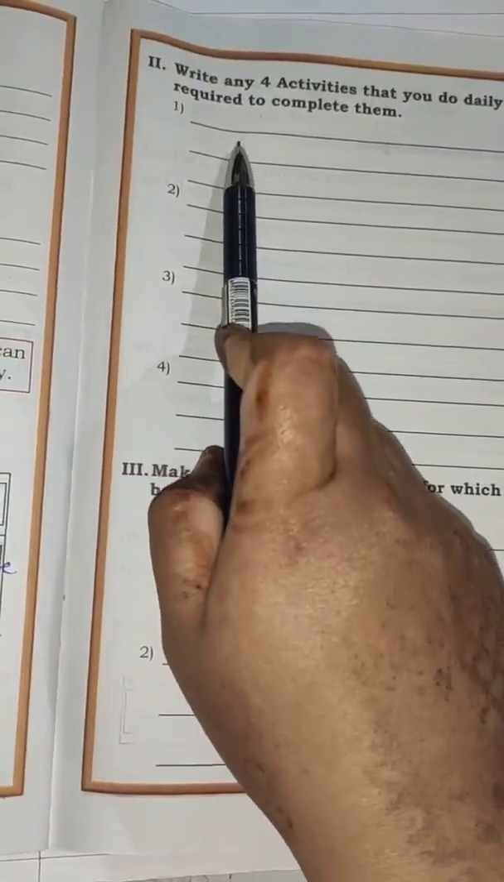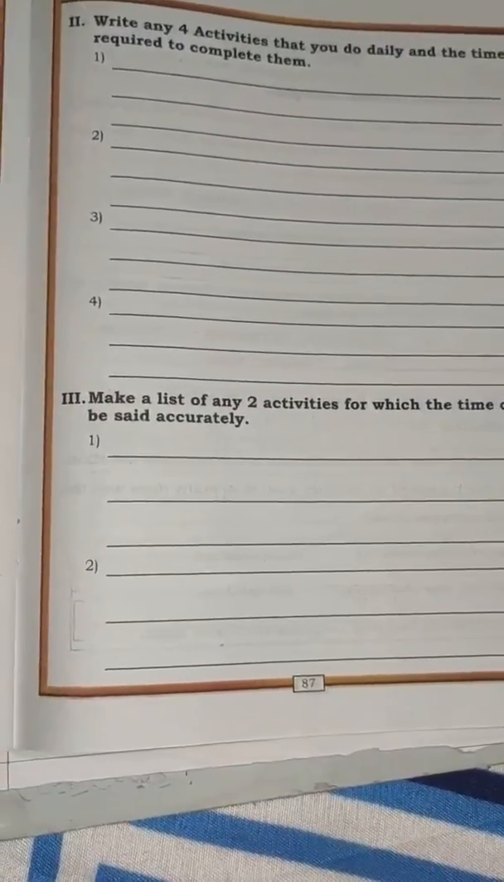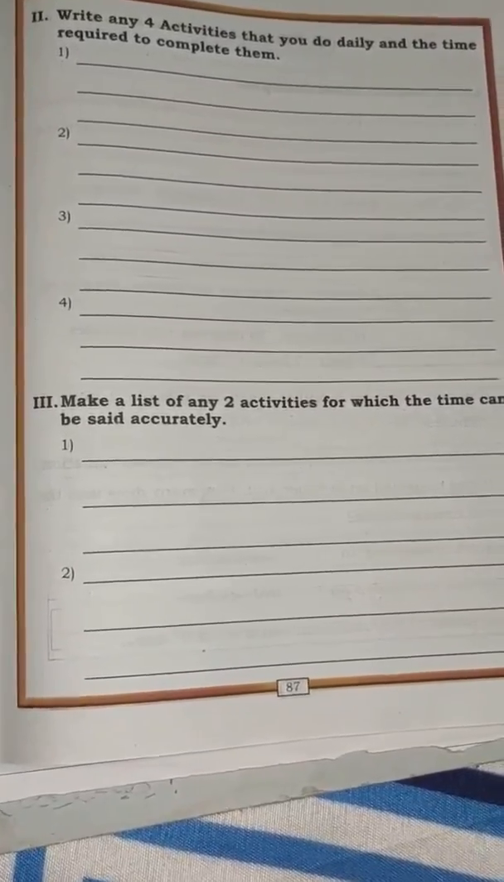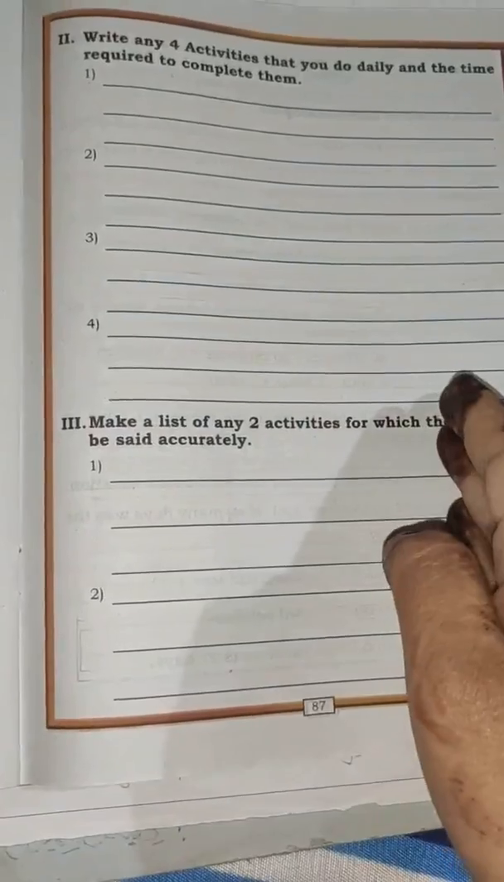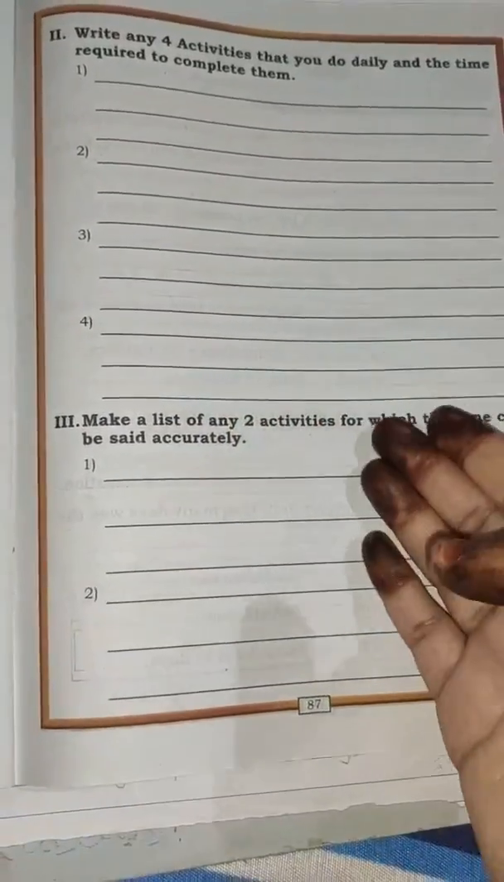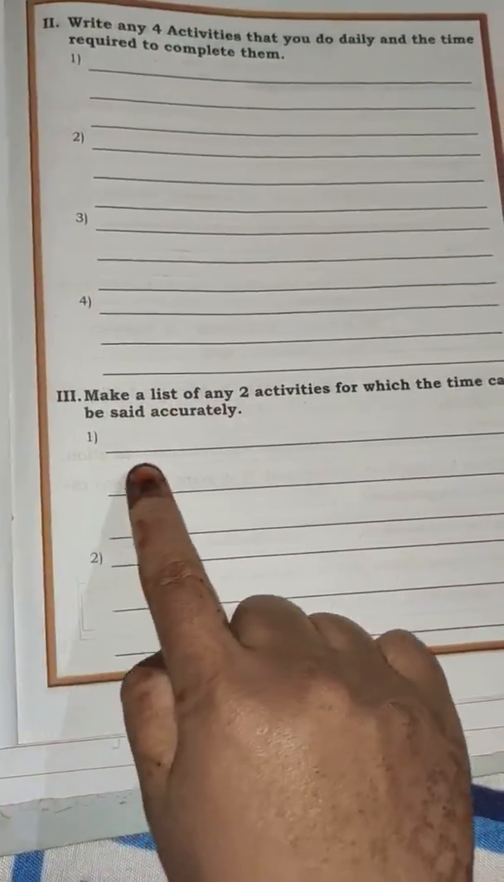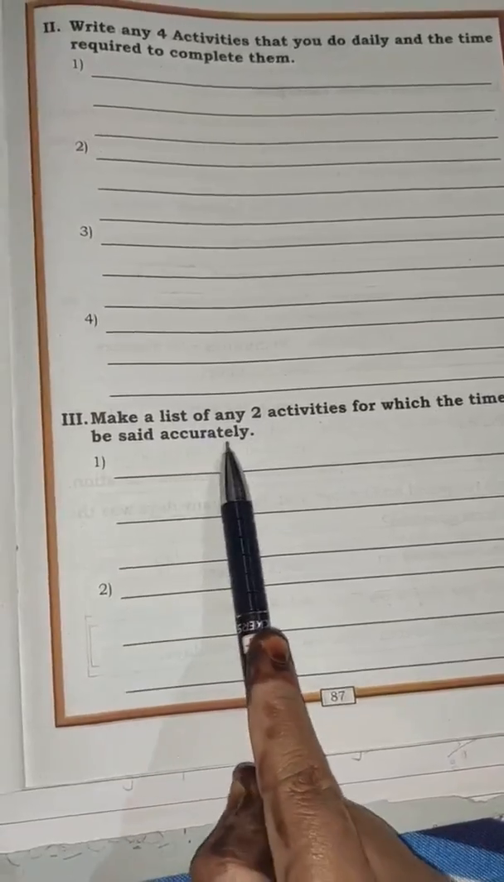Here you have to write some of the activities that you do in your house. For example, from the morning, brushing, bathing, having breakfast, then going to school or going to play, or the time takes for your studies. Okay, like this activities you have to write here. Along with that, you have to write the time to complete those activities. It may take hours, it may take minute. Okay, whatever activities it is.